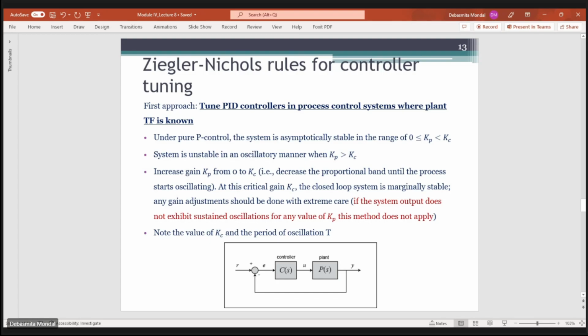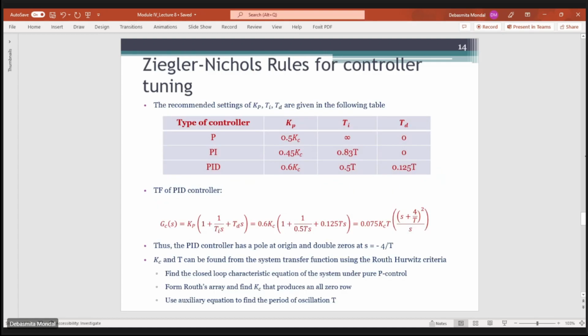Once you have found the value of Kc and the corresponding period of oscillation T, there is a set of recommended settings for the values of Kp, Ti and Td. If you have a P controller, you can set Kp as 0.5 of Kc, and that will give you a satisfactory response. Ti will be infinity and Td will be equal to 0 in the case of a proportional controller.